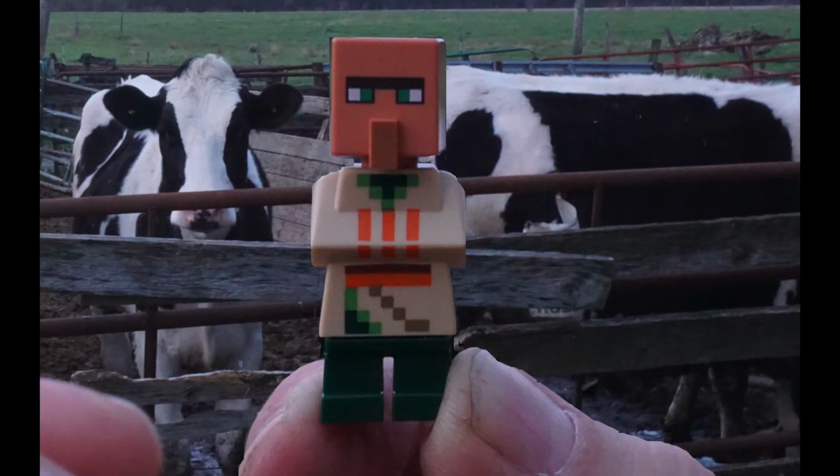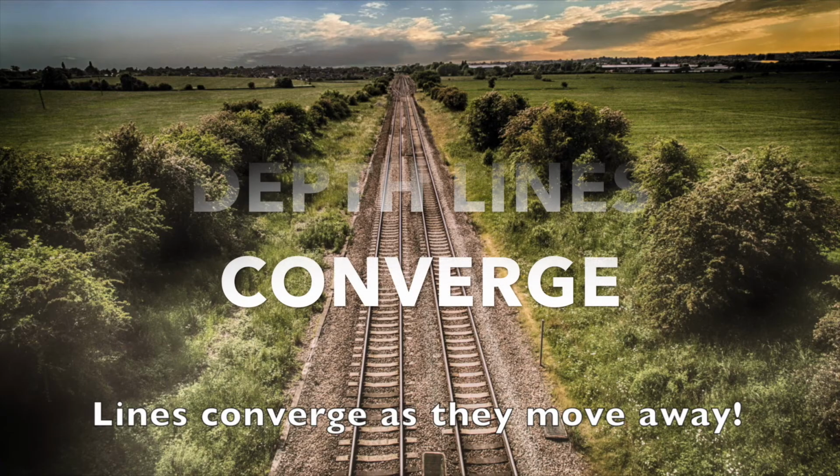The same thing happens here. We know the Lego figure is very small, the cow is very large, but because it's closer to us, it appears larger than the cow that is farther from us. This is actually a special effect called forced perspective, and it's used in a lot of different things, including fun houses and movies. Depth lines converge.